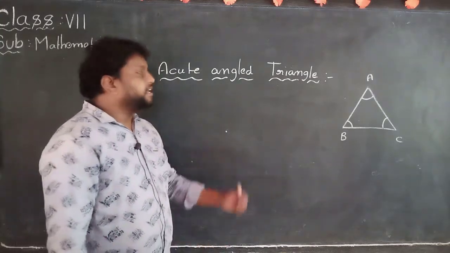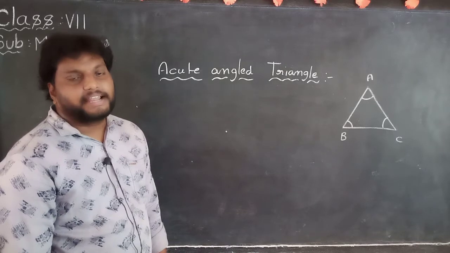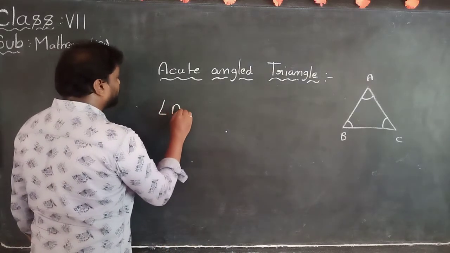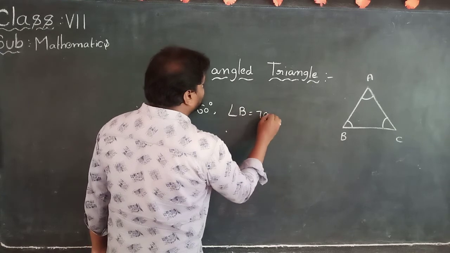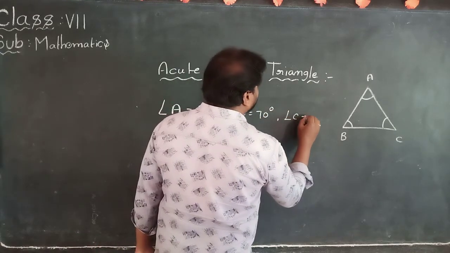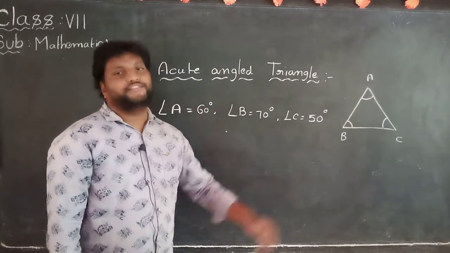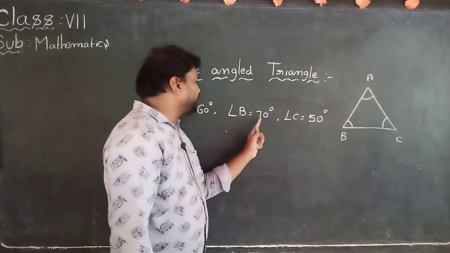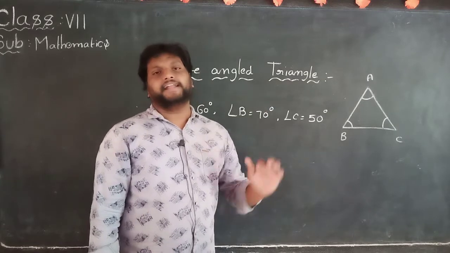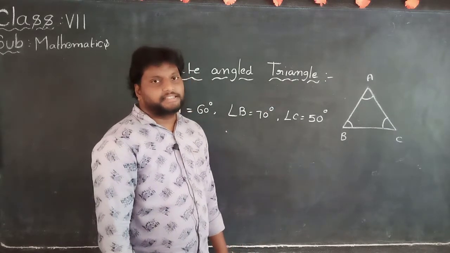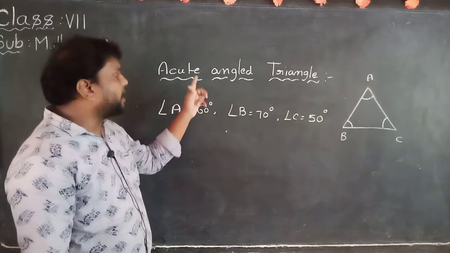In an acute angle triangle, each and every angle is less than 90 degrees. For example, angle A is 60 degrees, angle B is 70 degrees, and angle C is 50 degrees. If you add the three values, 60 plus 70 is 130, and 130 plus 50 is 180. The three angles are less than 90 degrees, so these measurements represent an acute angle triangle.